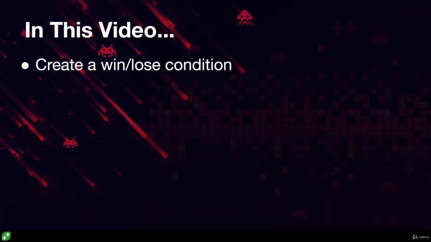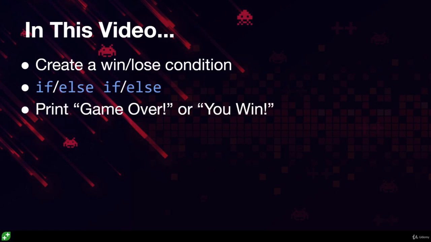Welcome back. In this video, we're going to create winning and losing conditions so we can finish this game. We're going to use a combination of if and else statements. We're going to print the text "game over" to the screen in the event of a collision, or "you win" to the screen if we cross the finish line.